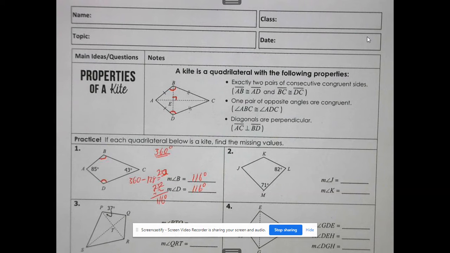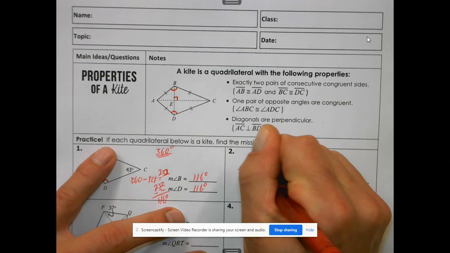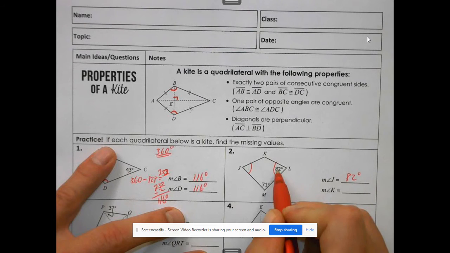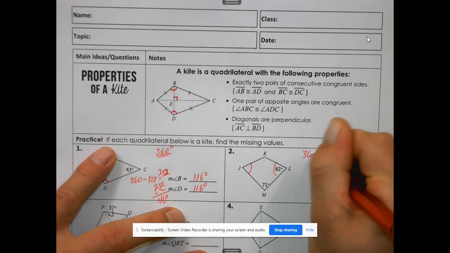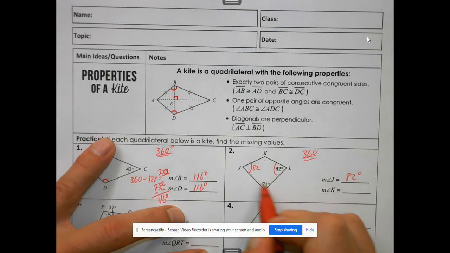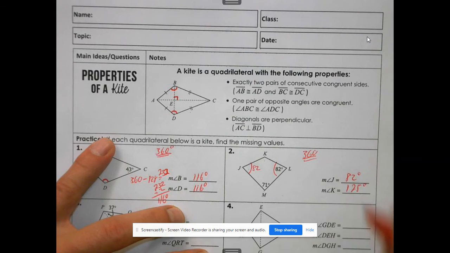Number 2. Once again, find the missing values. I know that this angle right here is congruent to that angle right there. So J is going to be 82. All 4 angles inside add up to 360, right? So take 360 minus these 3 angles, and you're left with 125 for angle K.